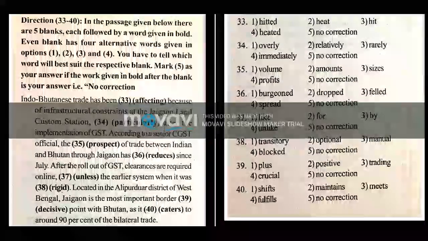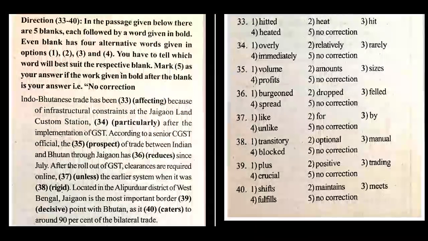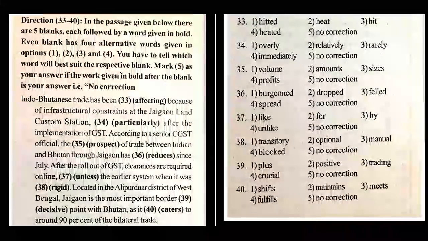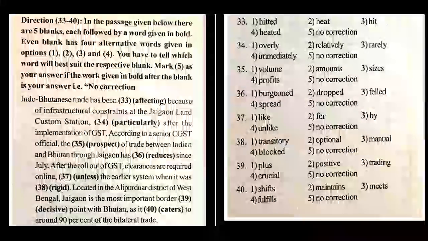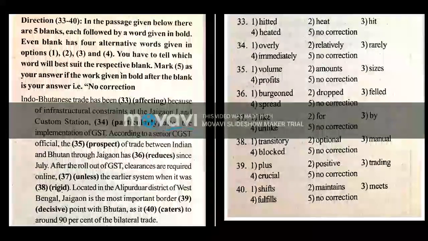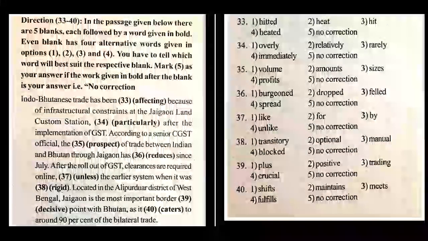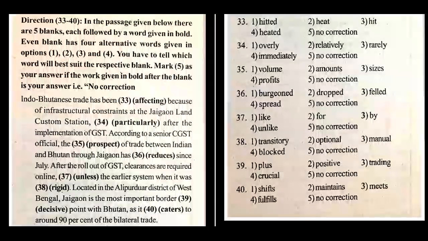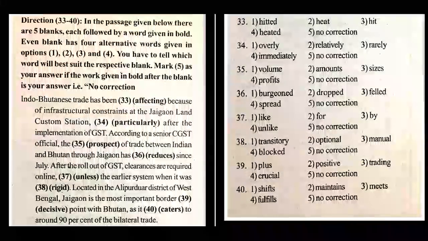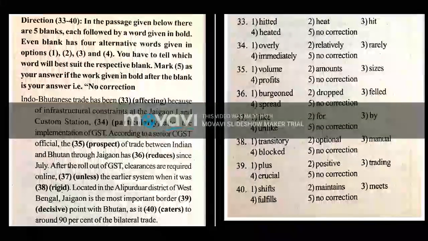And hence we have now two subjects. One is volume, the other one is prospect. Prospect refers to the possibility or likelihood of some future event occurring. We do not need the meaning of such a word here. We need the word which gives the meaning that the size or mass of the trade between India and Bhutan has been severely affected. And now we have only one option, that is volume. Volume will come into option number 35.